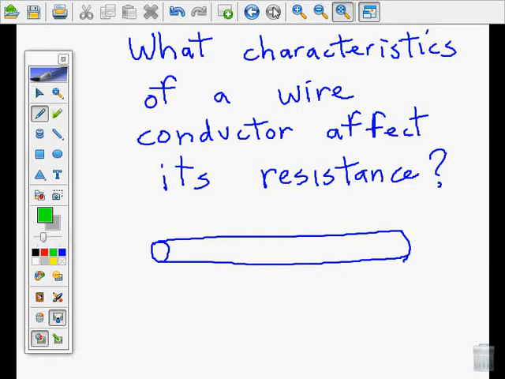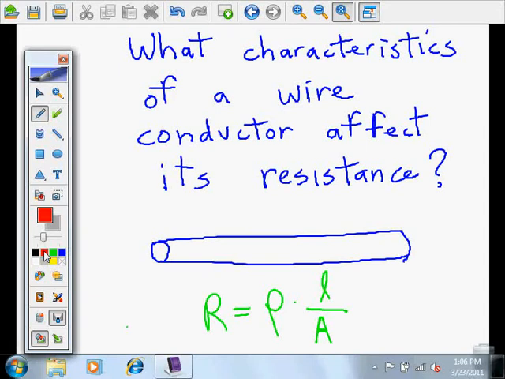So the overall resistance of the wire, how much opposition, how many ohms, depends on three things. R equals rho, not for density this time, it represents something else. Rho L over A. Three factors.